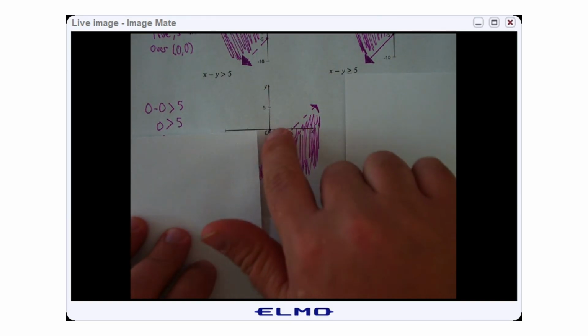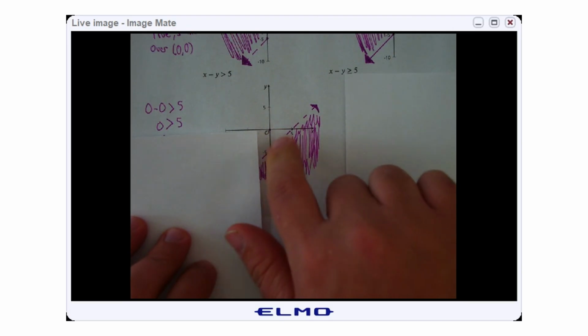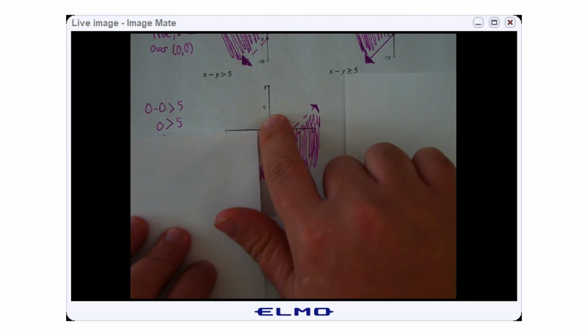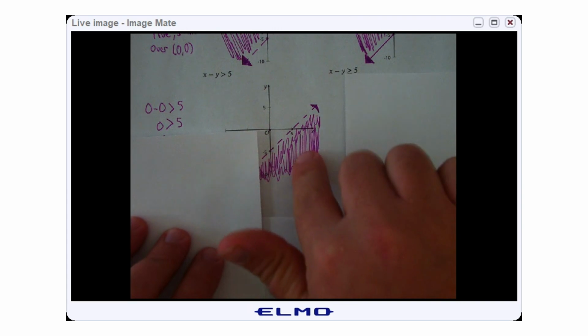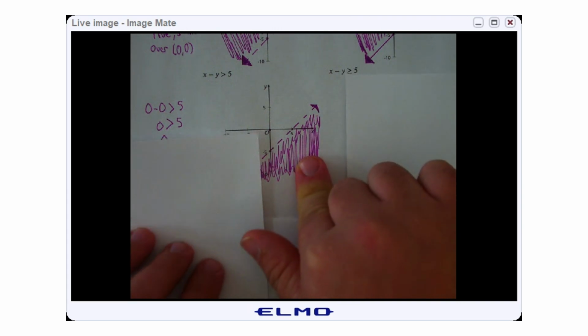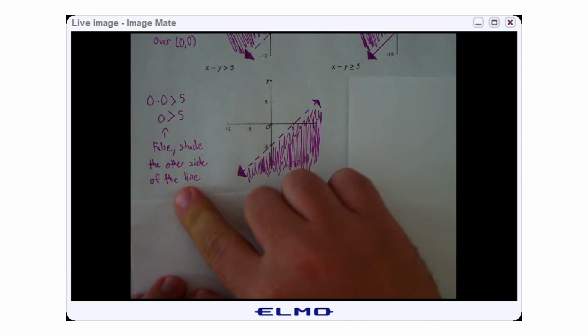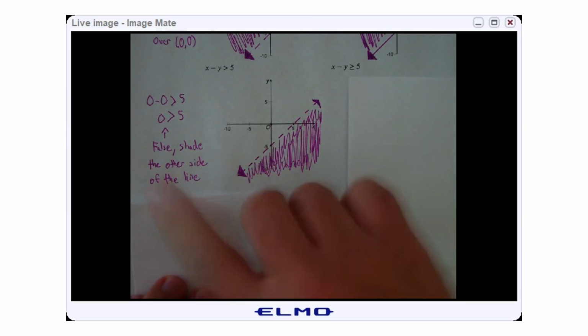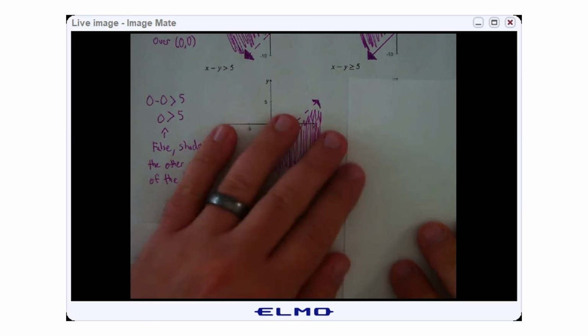Because I use 0, 0 as my test point, I'm not going to shade over the part of the line that has 0, 0. 0, 0 is above my line. Because it made a false inequality, I shade the other side of the line. So that's why I shaded below the line, right? And I wrote that here. So I said false, shade the other side of the line. Okay, take a minute, write that down. If you need to pause, you can pause. But we're going to keep moving.